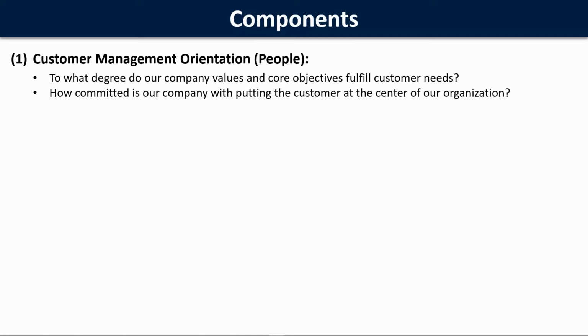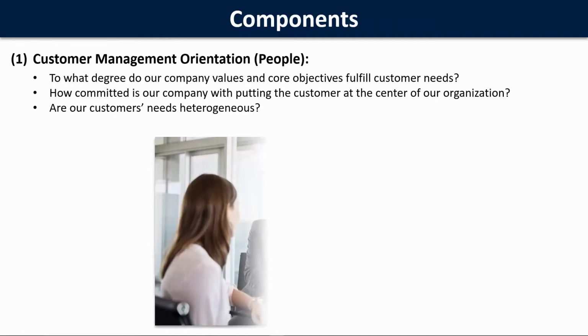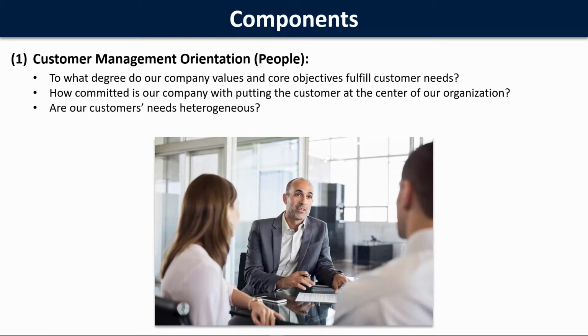And this is basically a recognition, starting with top management, but also really going down to other parts of the organization, to be thinking about, for one, are our customers' needs what we would call heterogeneous? So, meaning that there are different customers that have different needs, or does management sort of think about their customers all having the same needs? If the top management recognizes that different customers have different needs, and to better identify which customers have which needs, then that would be considered an organization that has a relatively high customer management orientation.